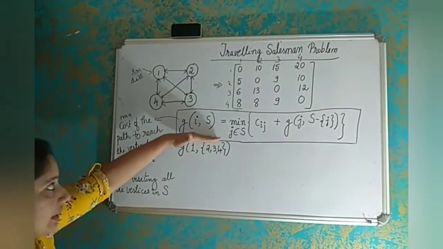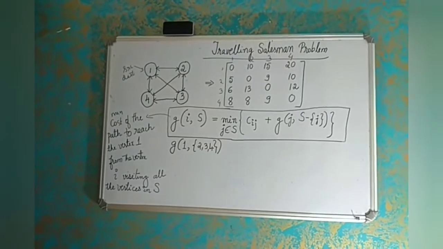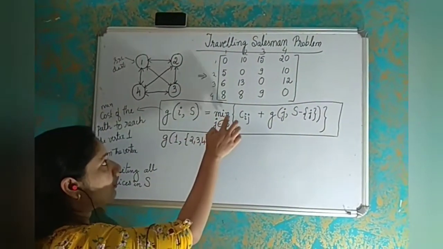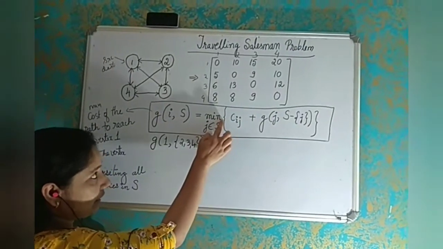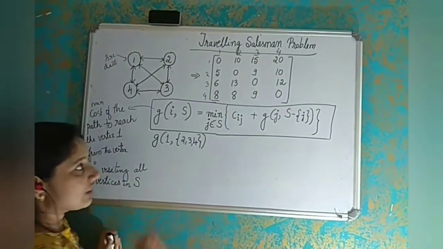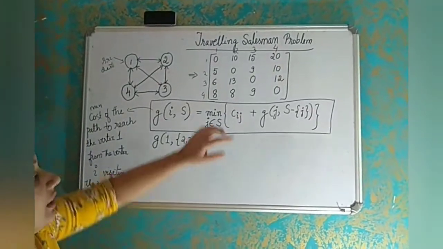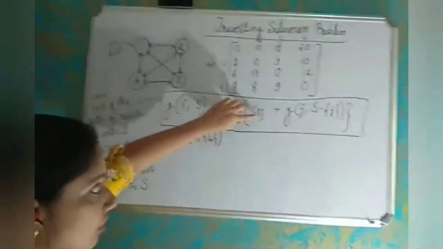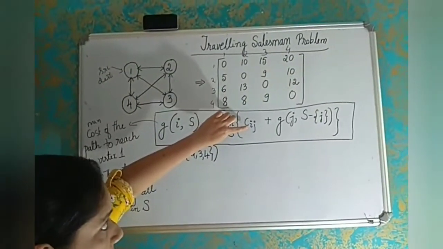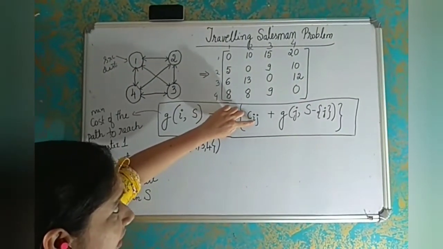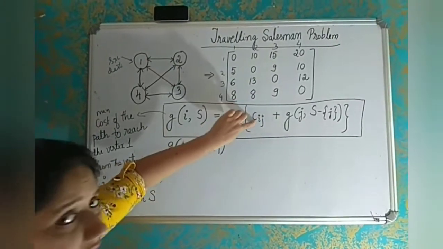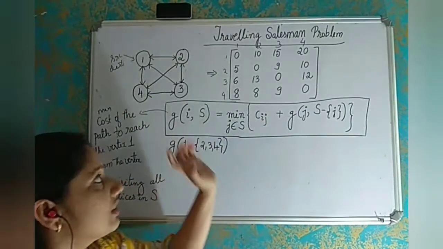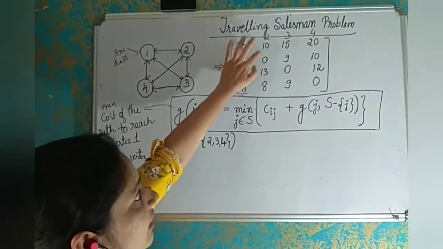Now, how do we find this minimum cost path? For that, we have a formula. What's the formula? G of i comma S is equal to the minimum of Cij. Cij is nothing but the cost of traveling to the destination vertex j from i. What is the cost of reaching the vertex j from i? So Cij, and these values are there in this matrix.